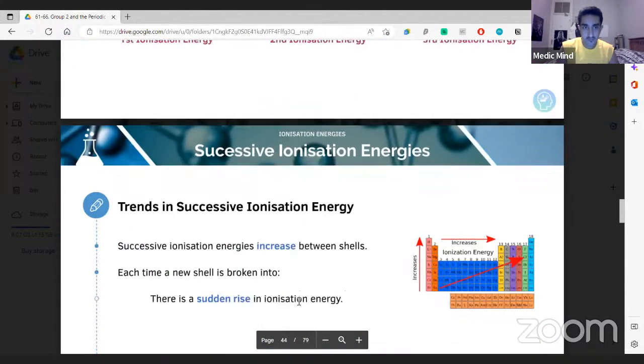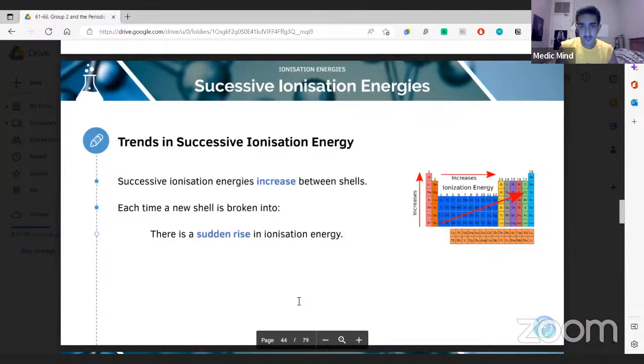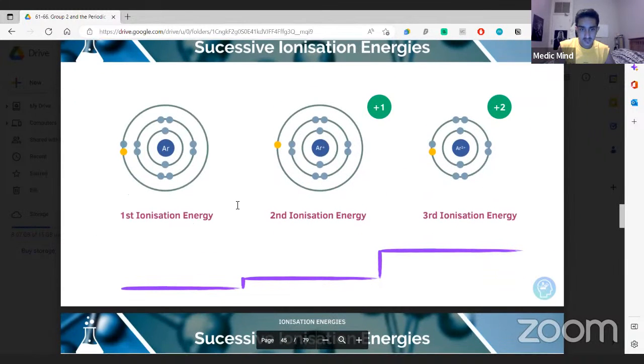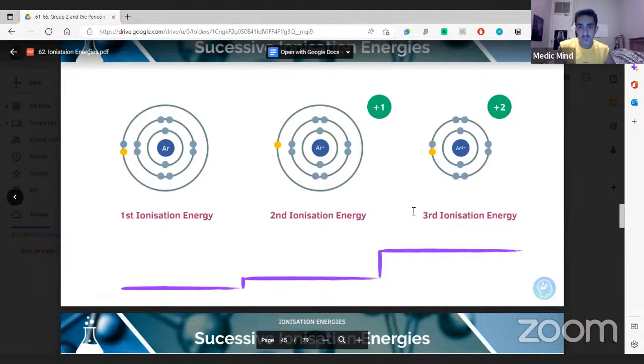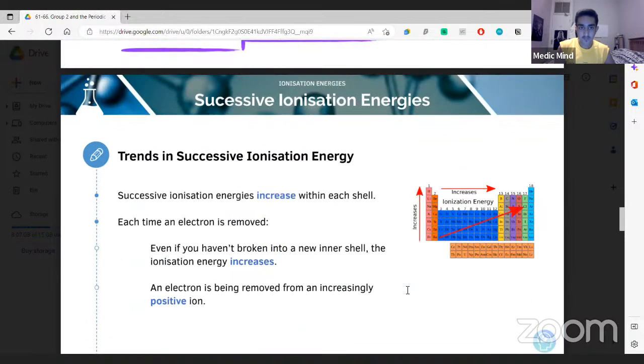Successive ionization energies are really important because when you're looking at tables with successive ionization energies, whenever there's a big jump in ionization energy, you need to remember that that's the point where a new shell is being broken into. So whenever there is a sudden rise in ionization energy, it means that a new shell has been broken into. You can see at the first ionization energy, there's a jump. But whenever there's a big jump, it means that you've removed the electrons in a particular shell.